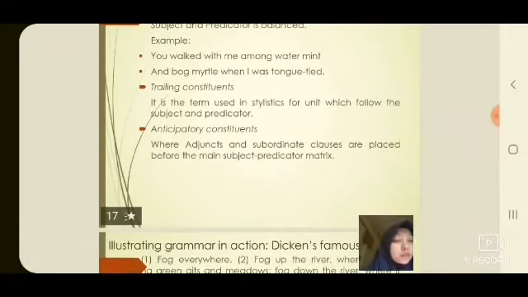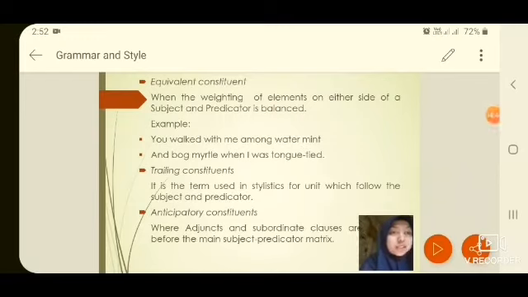Second, trailing constituents. Trailing constituent is the term used in stylistics for a unit which follows the subject and predicator. For example, a trailing constituent is "tomorrow and tomorrow and tomorrow." Trailing constituents repeat the same structure or constituent. There is also an example of trailing constituents in equivalent constituents: "You walk with me among watermen and bog myrtle when I was tongue-tied."